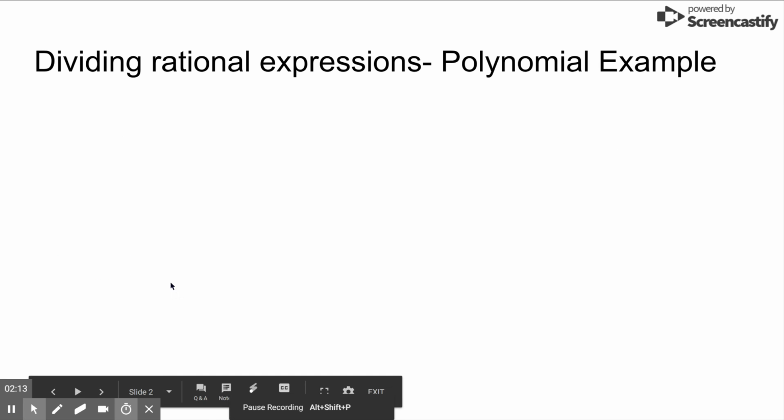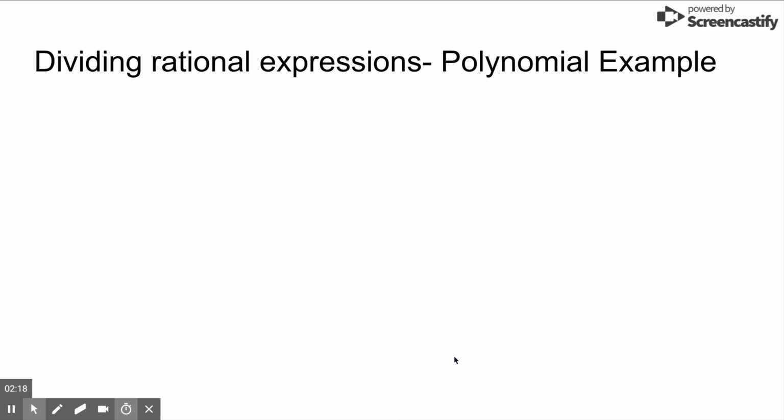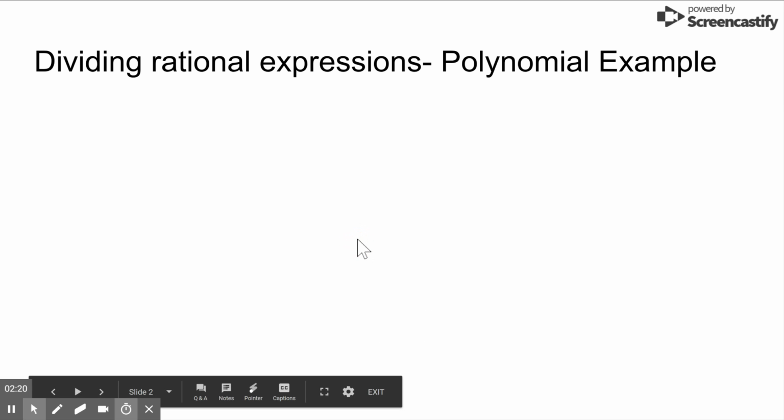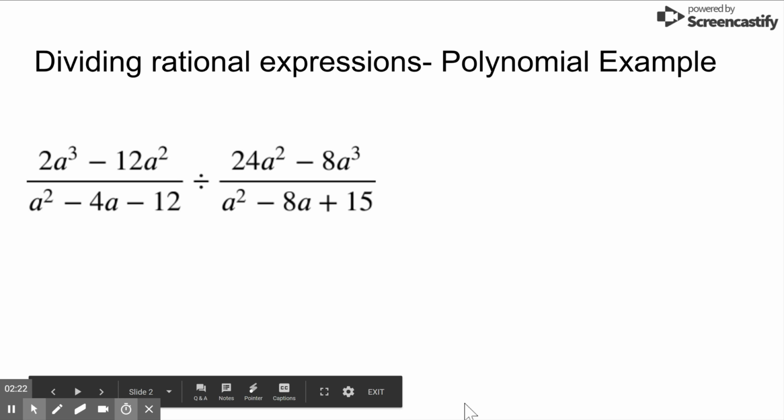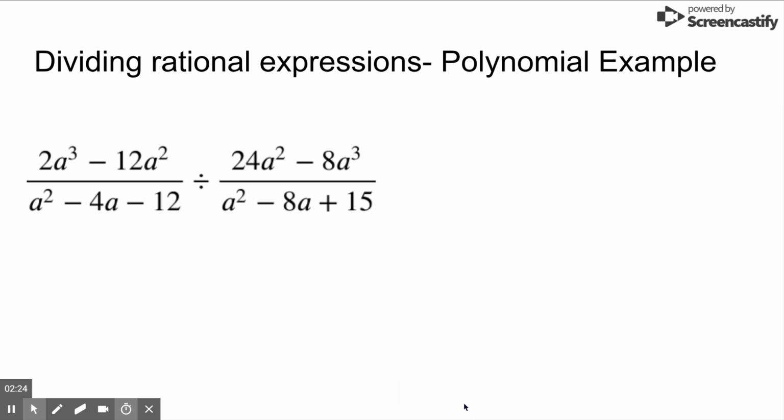Our second example involves dividing rational expressions when we have polynomials. Now these are more complex fractions where we might have more than one term. So this time we're going to take a look at 2a to the third minus 12a squared over a squared minus 4a minus 12, all divided by 24a squared minus 8a to the third over a squared minus 8a plus 15.